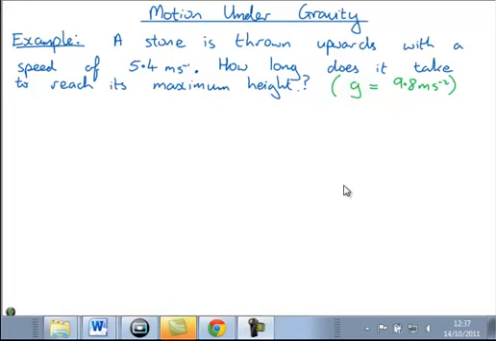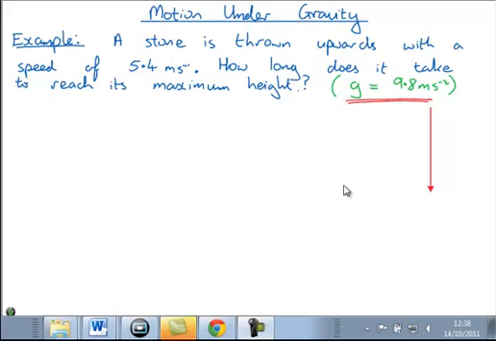Okay, so for this question here, it's a very specific linear acceleration question, and it's motion under gravity, and this comes up time and time again. It's very, very popular for these questions. The important thing to notice is that gravity has a value of 9.8 meters per second squared, and that it acts in this direction here, towards the centre of the Earth.